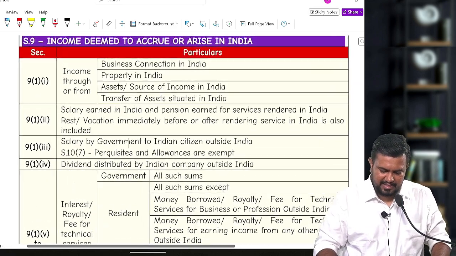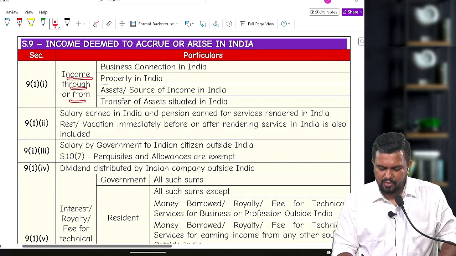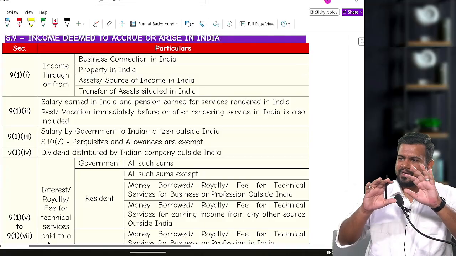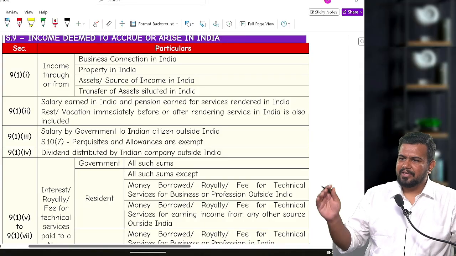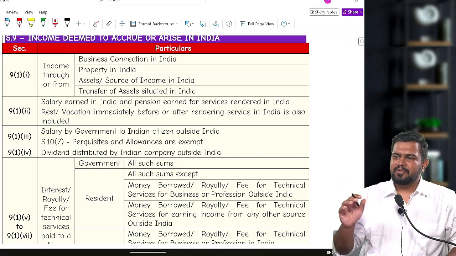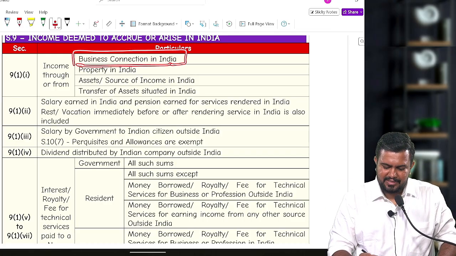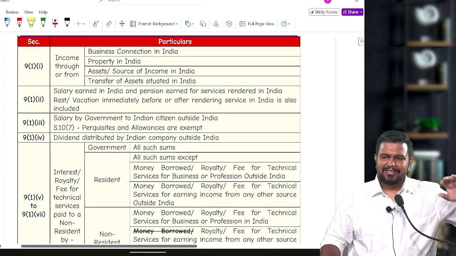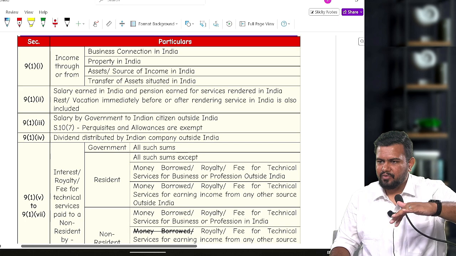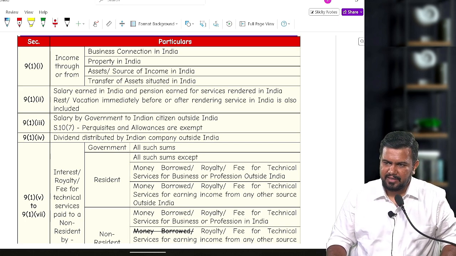So what are these cases? Let us see. First, section 9 subsection 1 clause 1, income through or from business connection in India. This business connection used to be a detailed part in your syllabus. Now it is fairly cut down and it is not there in your syllabus. Only the exception to business connection is there in your syllabus. Business connection means, let's say there is a foreign company. That foreign company is bringing an agent into India, indirectly doing business in India. That is only called business connection.